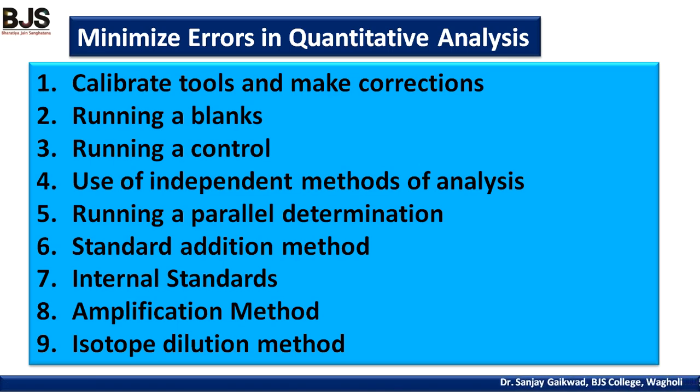Use of an independent method of analysis. We can apply two or three methods and get the results. If they are the same, then the results are correct. Then running a parallel determination. Methods like the standard addition method can be applied to understand whether the results are correct or not. Another method is the internal standard. Then the amplification method. Small results can be amplified into big results, so that the smaller error can be identified easily. And in some cases, the isotope dilution method can be used. In this way we can minimize the errors.